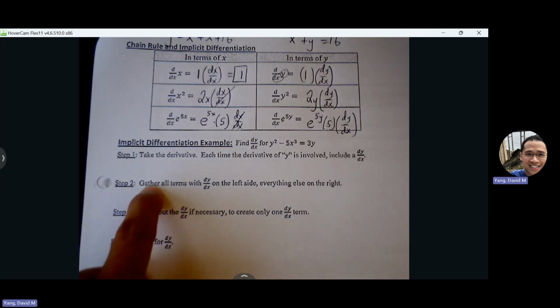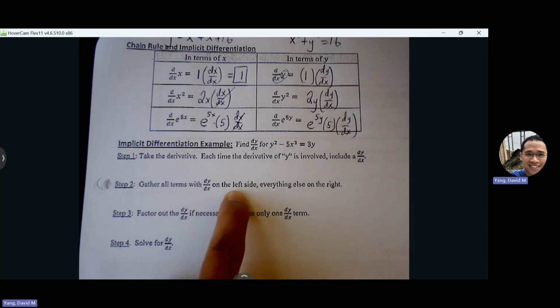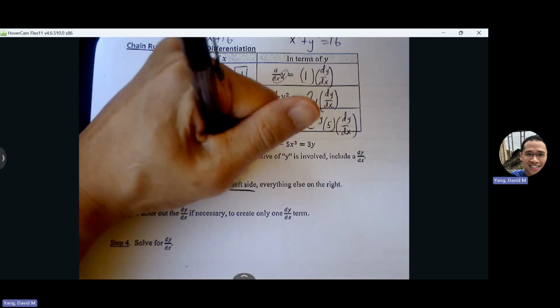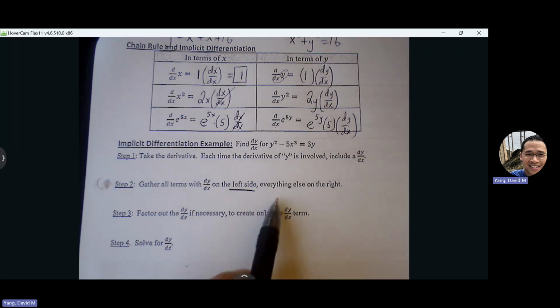Next up, steps 2 through 4 are just algebraic steps. You're just gathering all the terms with dy dx on the left side. I like the left side because I like to have whatever I'm solving for on the left side, but you don't have to. You can group all your variables on the right side if you wanted to. But I'm going to try to separate them. All the terms with dy dx I'm going to put together on one side, and everything that does not have dy dx I'm going to separate on the other side.